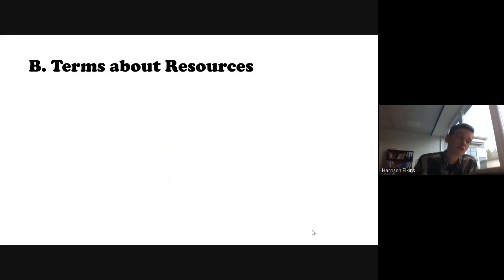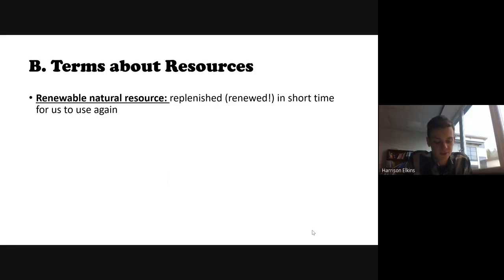All right, we're going to do some activities this week where you're going to talk about different types of resources, and even throughout the year, okay? So renewable natural resource. What does it mean when we talk about something that's renewable? Well, renewable basically means that we can renew or replenish our resource in a short time for us to use again, okay? So what are some examples of different natural resources that will be renewed?